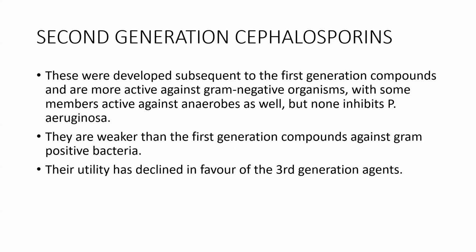Second generation cephalosporins were developed subsequent to the first generation compounds and are more active against gram-negative organisms, with some members active against anaerobes as well, but none inhibit Pseudomonas aeruginosa. They are weaker than the first generation compounds against gram-positive bacteria. Their utility has declined in favor of third generation agents.